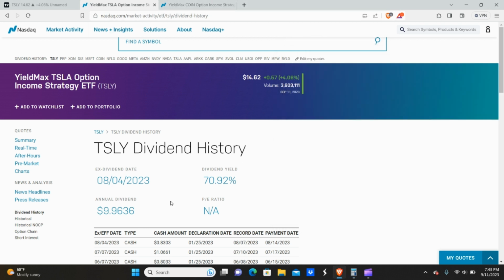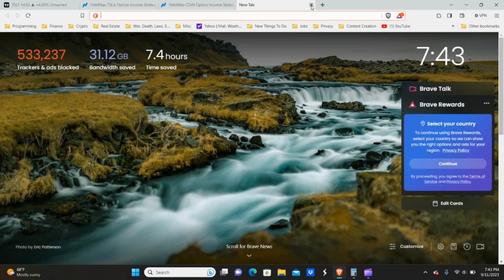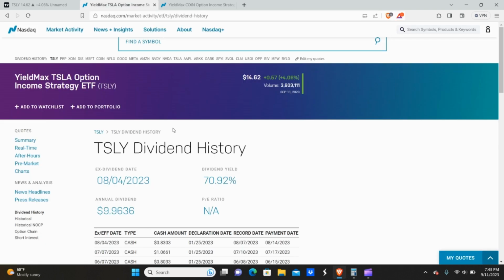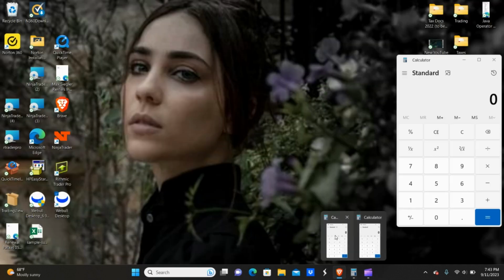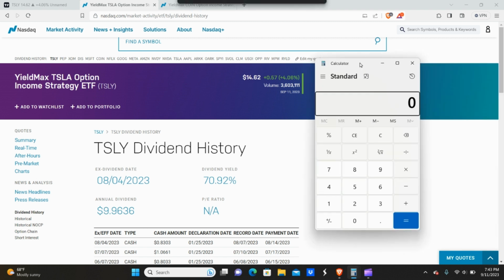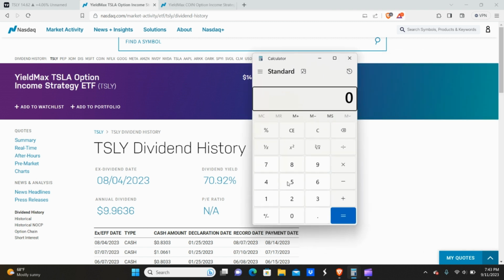So TSLY currently, well, as of last month, I should say, was paying 83 cents a share. Again, we don't actually know what the payment is going to be on CONY yet, so we'll have to wait and see on that. I do kind of have a theory on what I think the dividend payment for that is going to be. But we'll just say that you had 100 shares in TSLY, a very small amount in my opinion, especially with the price being so cheap. You'd get $83 a month.